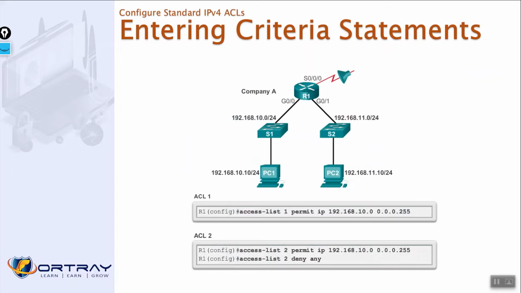Okay, for example, here you can see one example. Access list 1 permit 192.168 this, and deny any.